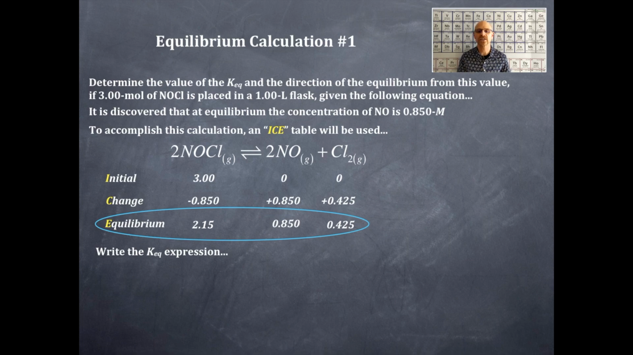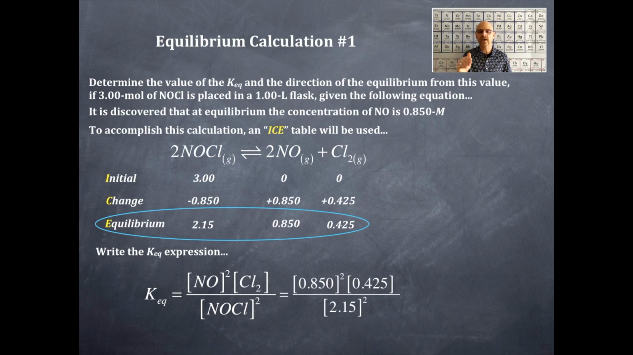So I'm going to write the Keq expression. That's right here. Keq is equal to NO to the second power, Cl2 to the first power, divided by NOCl to the second power. Okay? All right, so now we're going to plug in those equilibrium values in that row right there into the Keq expression. So I've just plugged in those numeric values at the equilibrium into that Keq expression.